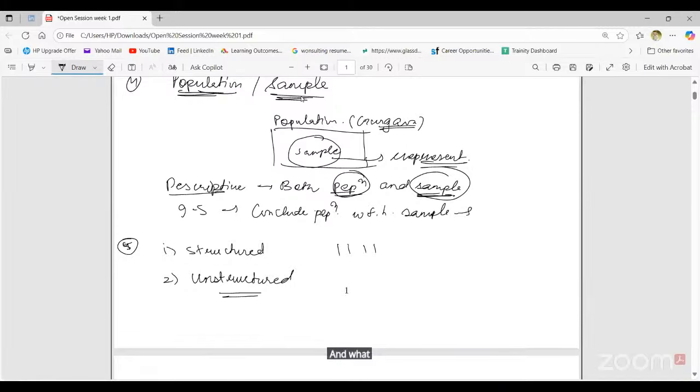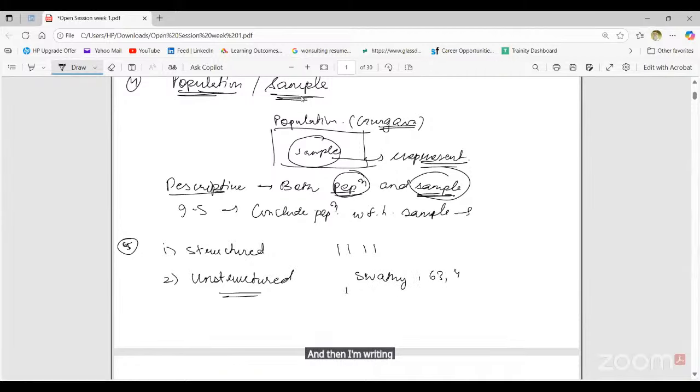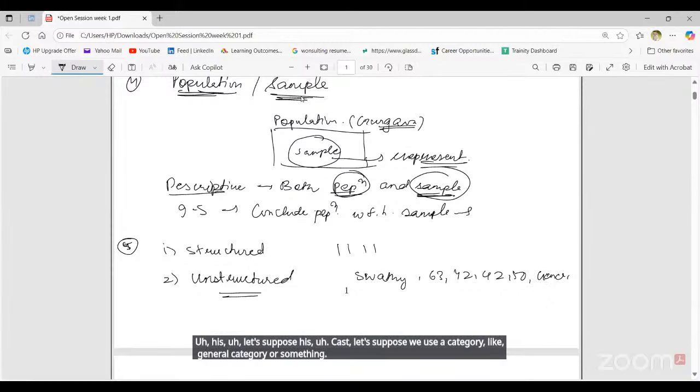And what is unstructured data? Unstructured data is data in which we can't distinguish things. Let's suppose I am in a class, taking data. I take a name, Swati, and then I write her scores, 63, then 42, and the marks of all four subjects. Then I write, let's suppose, her category, like general category or something.